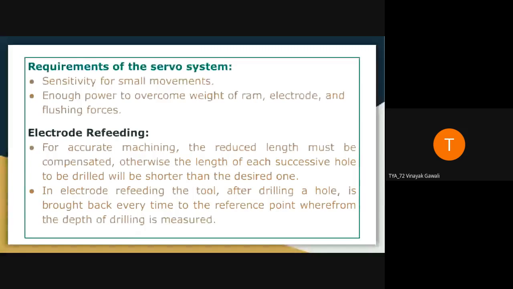Okay, so whatever reduction in the length of your tool is there, that must be compensated. Otherwise, what will happen, the length of each successive hole will be shorter than the desired one. A simple way to overcome this problem is that first we have to estimate the amount by which the electrode length is reduced.